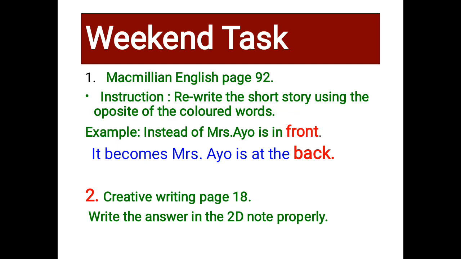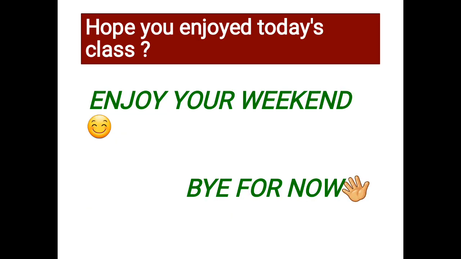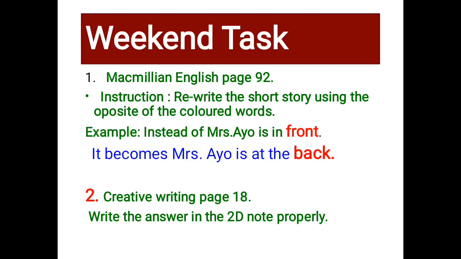So you are going to rewrite the passage by changing those colored words to their opposite. I gave an example. Instead of the way it is written, Mrs. Ayo is in front, you now change it to Mrs. Ayo is at the back. So the opposite of front is back, which means you might need to write out. In fact, I think on that passage, if you check below that passage on page 92, you see those colored words and their opposite. So you just need to look at the colored words, the opposites are there, then replace the colored words with their opposites. So you are rewriting the story by replacing the colored words with their opposite.